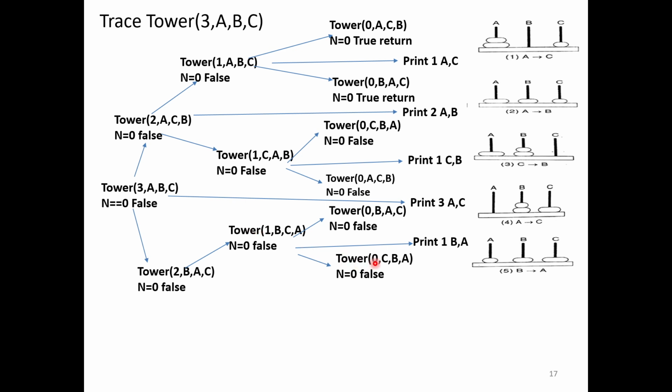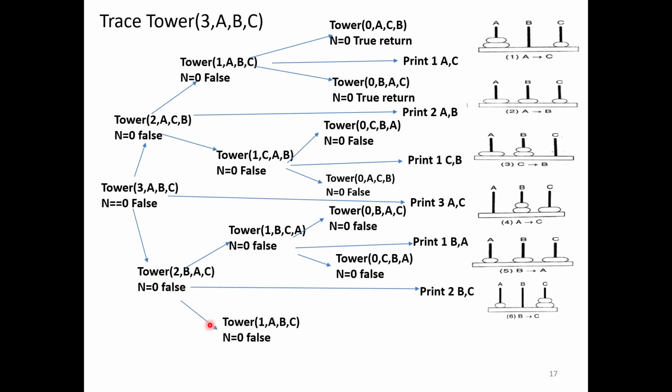Down, n minus 1, 0. Temporary now becomes source. B, comma A. Is n 0? Yes. So how it was called? Called from here. Move disk number 2 from B to C. You keep it over this disk. Again, this is in the proper order.